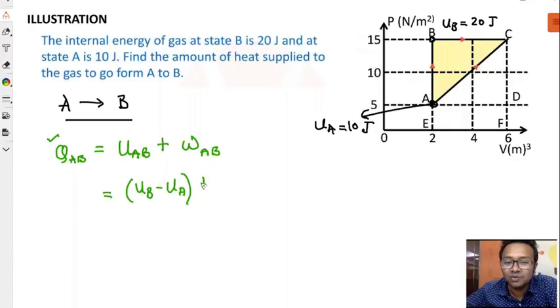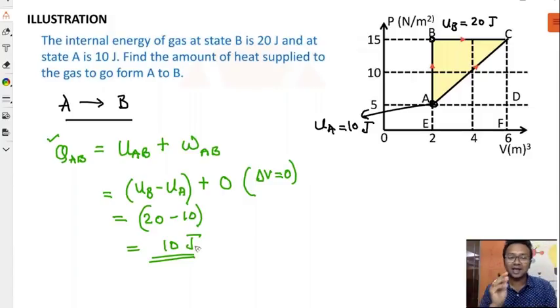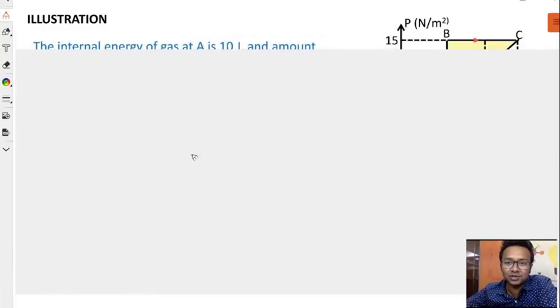Students, what is the work done in the process A to B? 0. Because why? Delta V is equal to 0 in this particular case. So what is the heat supplied? UB minus UA. What is UB? 20. And what is UA? 10. So the answer comes out to be 10 joules, students. That simple are the questions on your indicator diagram. Some of the very, very basic questions that we are seeing here. Okay, let's look at the next one.